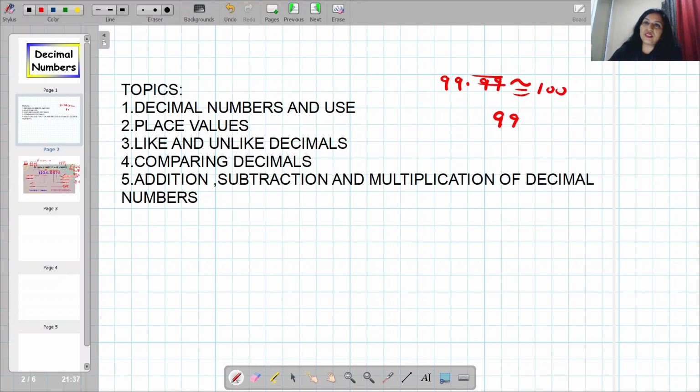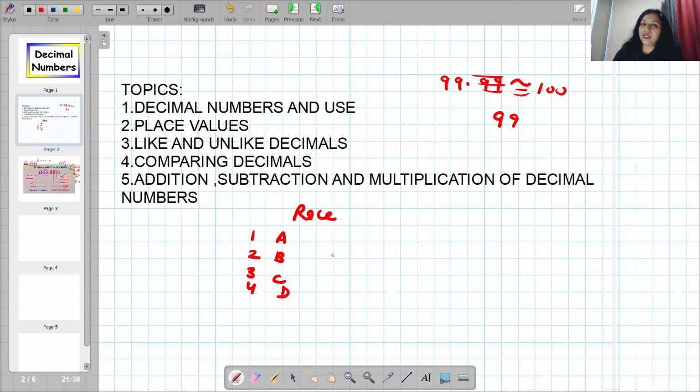We overlook this decimal. But in a few scenarios, it is very, very important to know this, till the first decimal place or the second decimal place. I'll give you a scenario. For example, there is a race going on and there are four people. I just named them A, B, C, and D.